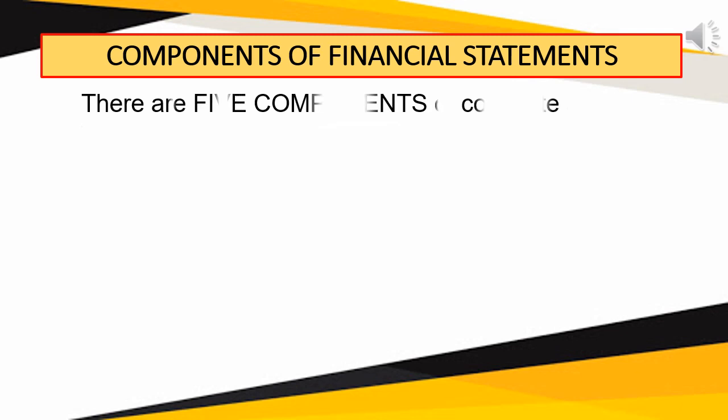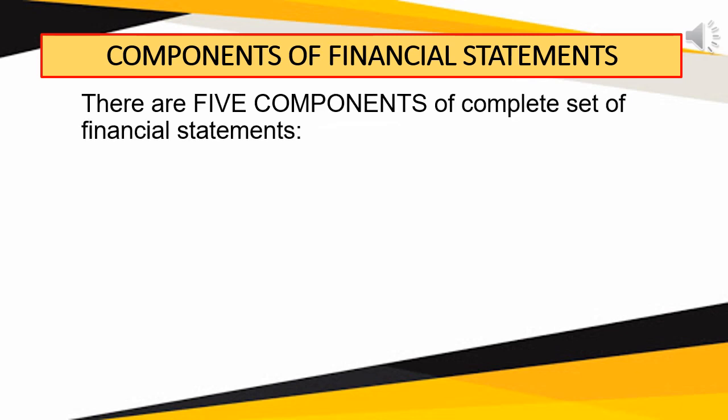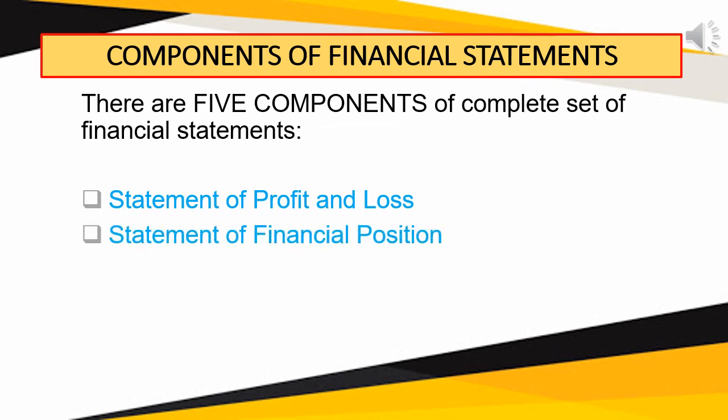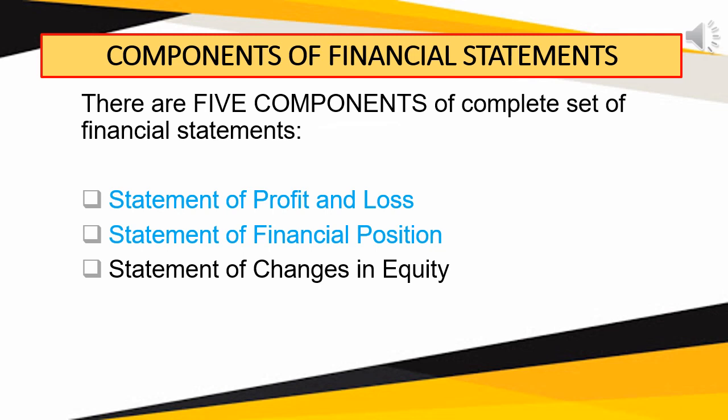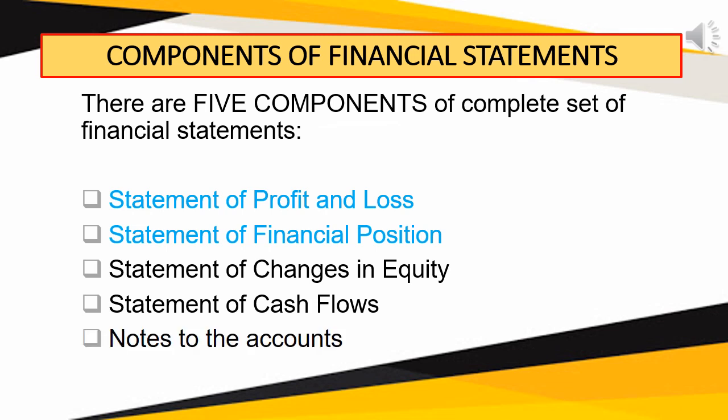Now, let's look at the components of financial statements. There are 5 components of a complete set of financial statements. The first one is statement of profit and loss. Second, statement of financial position. Third, statement of changes in equity. Fourth, statement of cash flows. And the last one, notes to the accounts. However, in your syllabus we only focus on the elements of the first and second statements, which are the statement of profit and loss and statement of financial position.